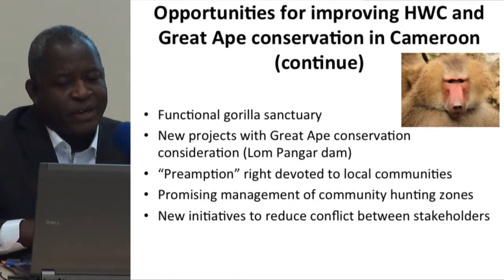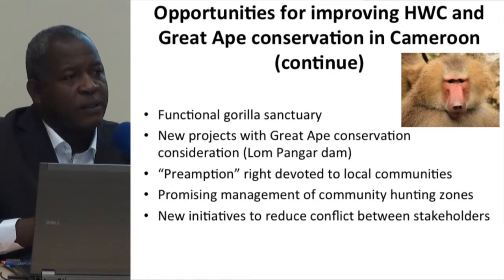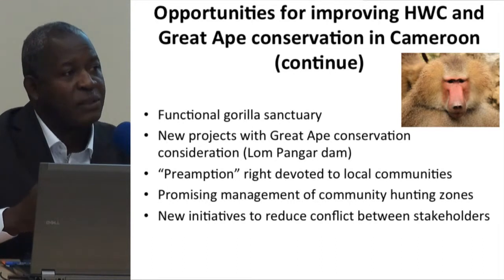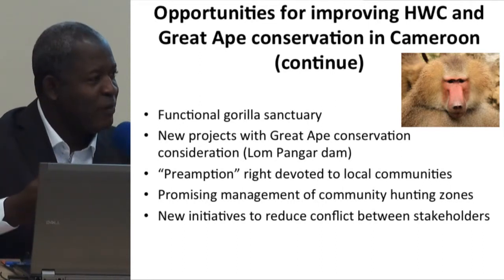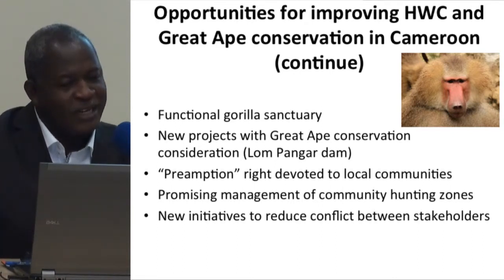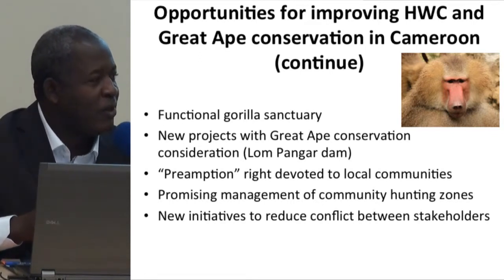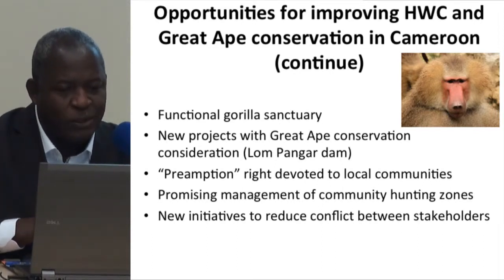The preemption right devoted to local communities. Here, the law says if there is a conflict in terms of using a site between the private sector and the local community, priority is given to the local community. This has currently been used even by local communities, mostly to log, but they don't actually use it mostly for community hunting zones, but it is an opportunity.